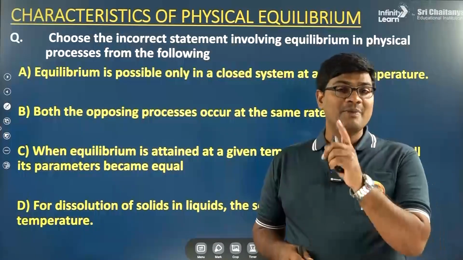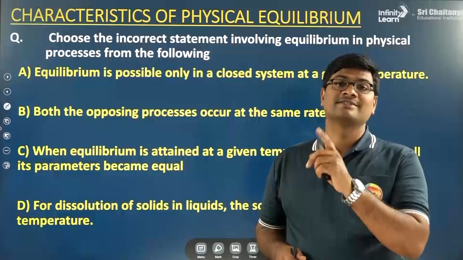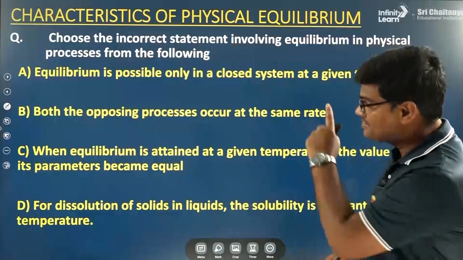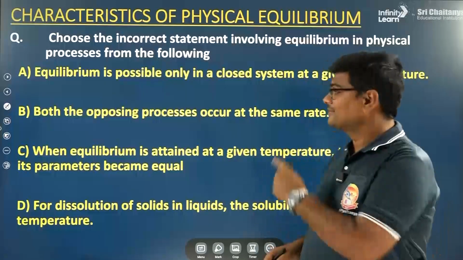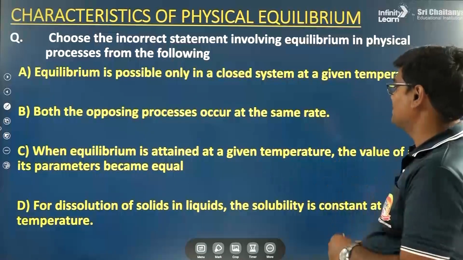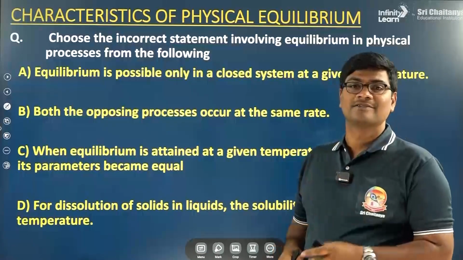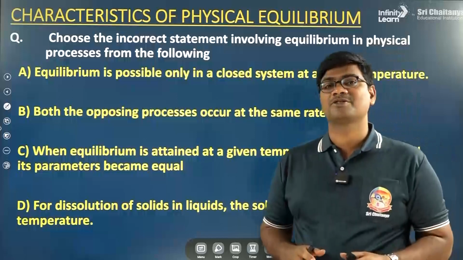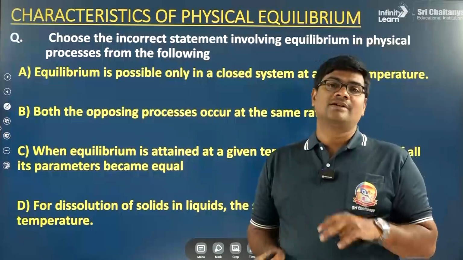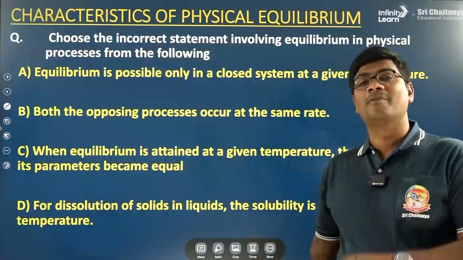Therefore, equilibrium is attained in closed vessels or closed containers. Right statement, option A is right. Let's go for the next: both opposing processes occur at the same rate. This is also repeated like the first question. At equilibrium, the rate of forward reaction is equal to the rate of backward reaction.